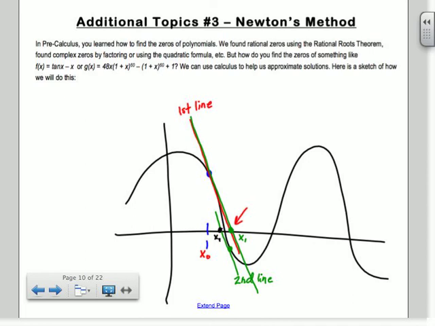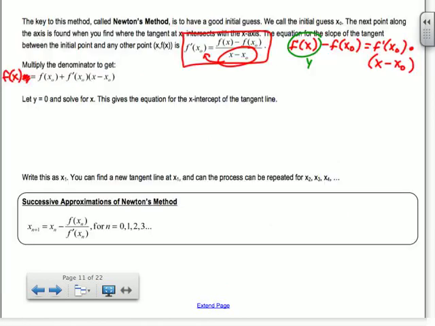If you have an x-intercept, what's the y value? 0. So that's what we're going to do. We're going to let y equal 0, and then we're going to solve. So we have 0 equals f of x0 plus f prime of x0 times x minus x0. To get from my step to the step I had written, I just added the f of x0 over.